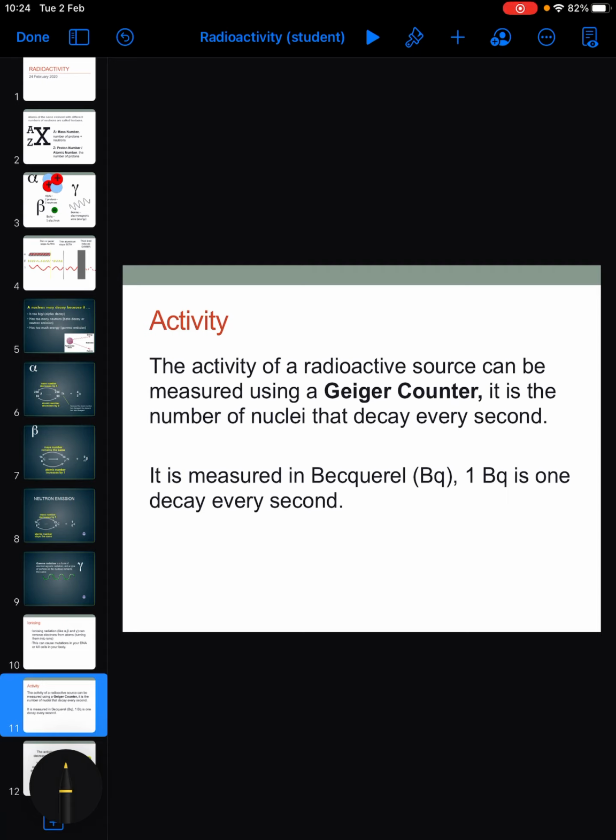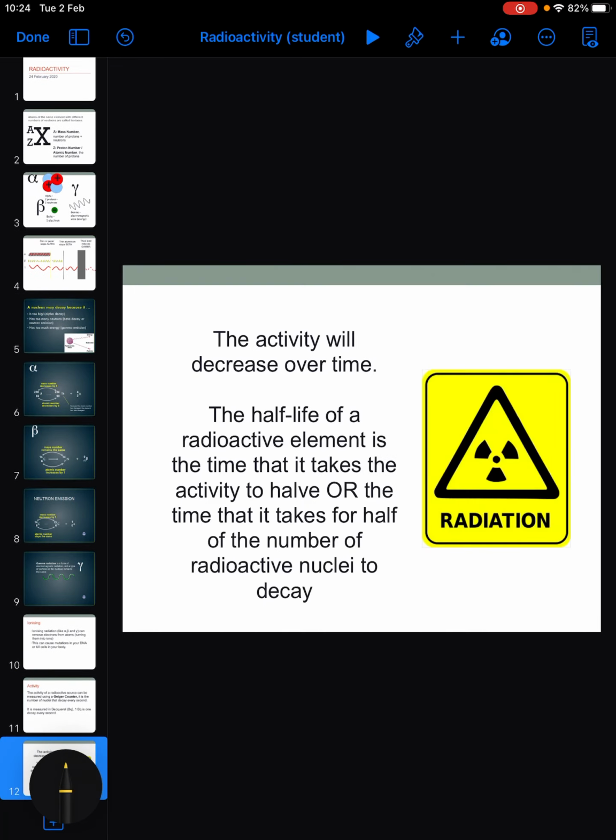Activity. The activity of a radioactive source can be measured using a Geiger counter. It is the number of nuclei that decay every second. It is measured in becquerel, after a French scientist called Henri Becquerel. 1 becquerel is 1 decay every second. Lovely. The activity will decrease over time.